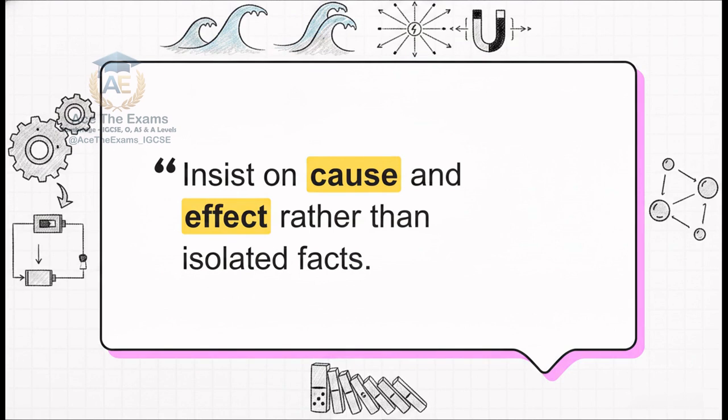This needs to be your golden rule, your personal mantra for literally any question involving fields, forces, particles, circuits, or waves. When you're asked to explain a phenomenon, the examiner isn't looking for a random list of physics trivia. They want to see the chain reaction. A causes B, which directly results in C. If you can clearly articulate that chain, boom, you've mastered the concept.